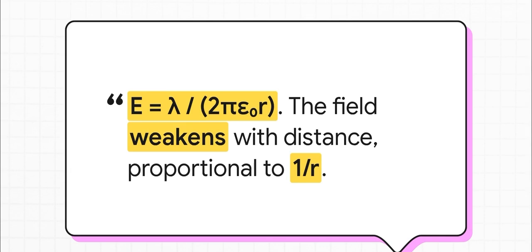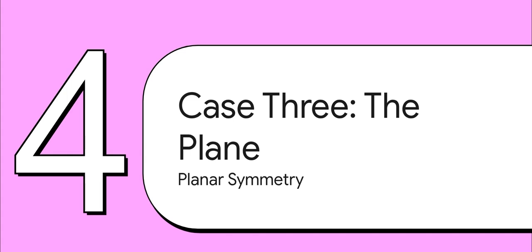The field strength depends on lambda, the charge per length. But check this out. The field now weakens as 1 over r, not 1 over r squared like the point charge. Because the charge is spread out in a line, its influence doesn't fade away quite as fast. Interesting, right? All right, now for our final case, and this one is my favorite because it's so beautifully strange.